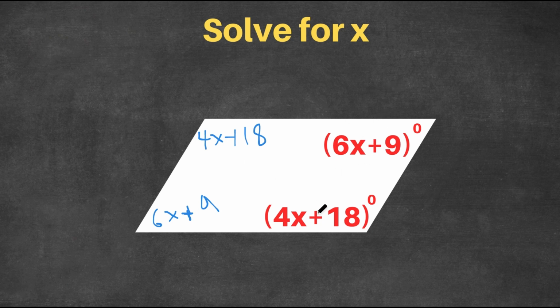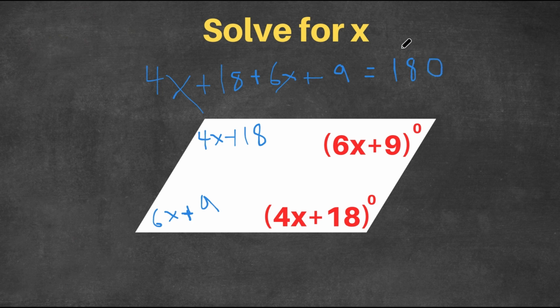So let's add these two angles up and set them equal to 180 degrees. So we're going to write 4x plus 18 plus 6x plus 9 equals 180.